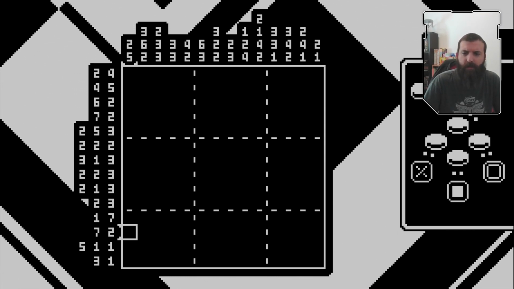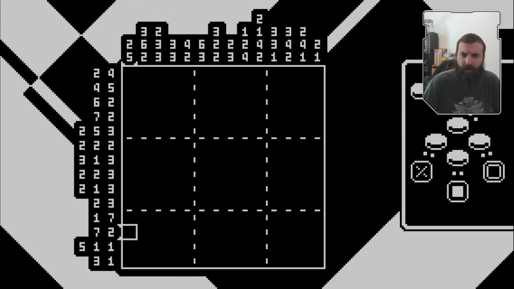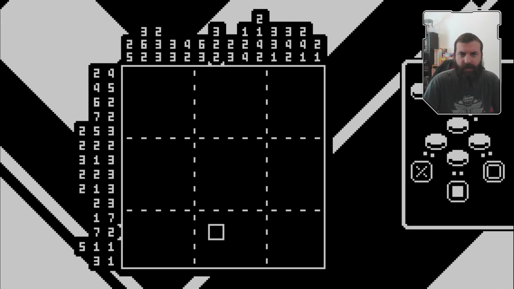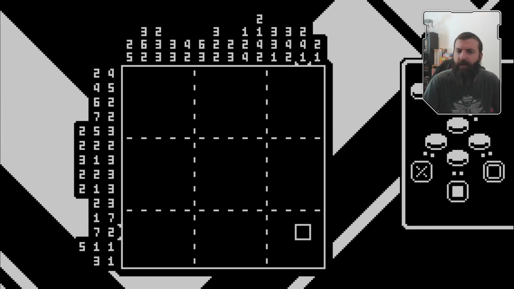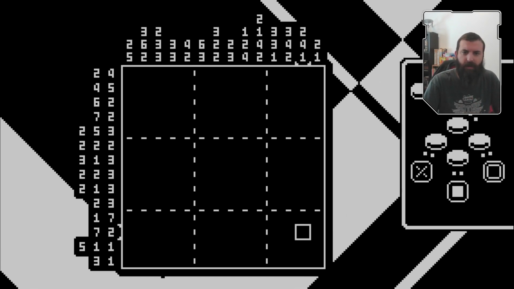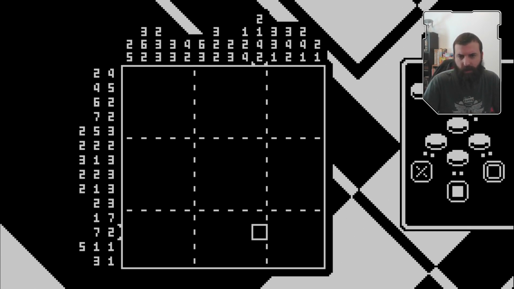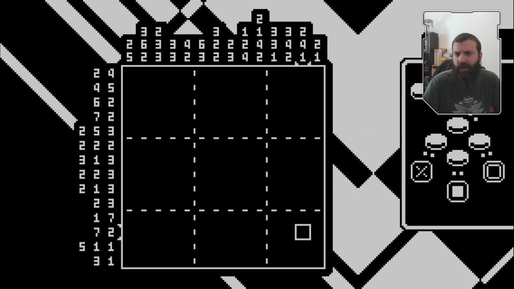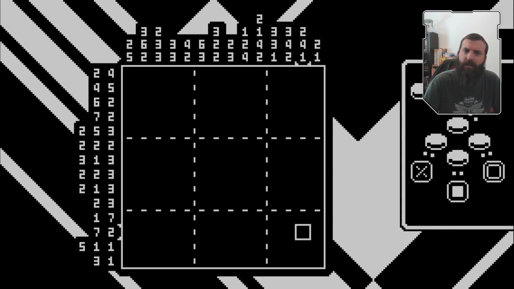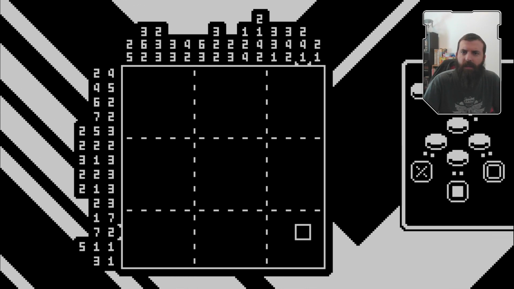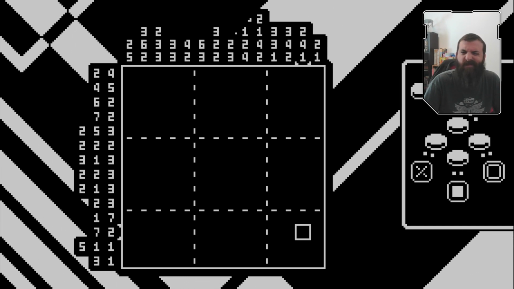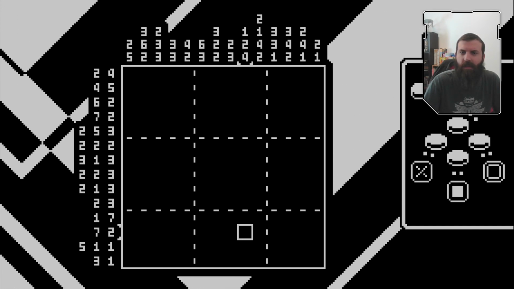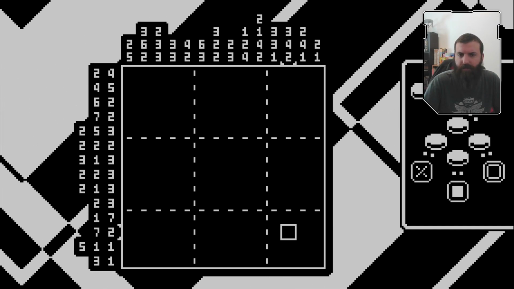7 and 2, 9, plus 1 is 10. That gives us 4 pixels. Oh, I'm sorry, it's 14 wide and 14 tall. 4 pixels of wiggle room. Not ideal. We can figure this out.